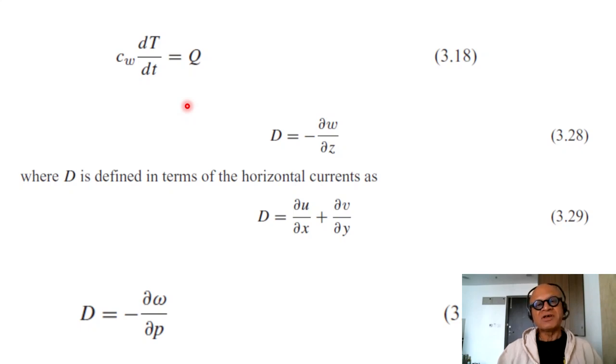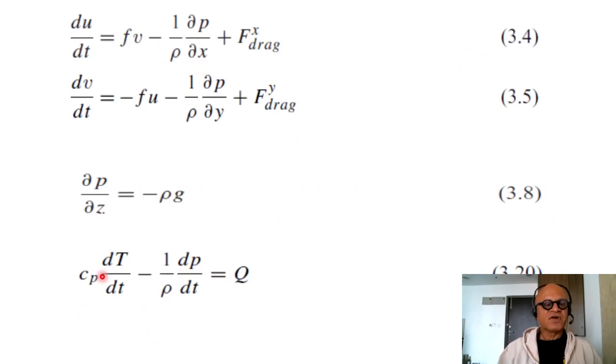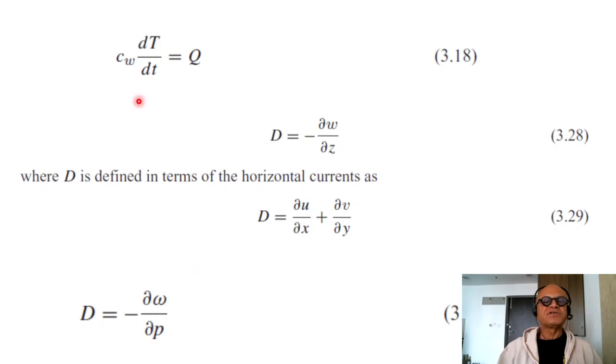Ocean is typically very incompressible, so its thermodynamics tend to be simpler with Cw dT/dt equal to Q. So we have for the air the heat capacity at constant pressure, and dp/dt is a strong term because it's a compressible fluid, whereas in the ocean pressure effects can be ignored, so it reduces to the heat capacity of the water, and dT/dt equal to Q.